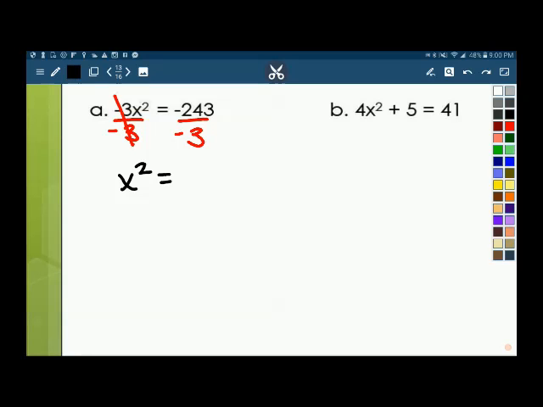The negatives will cancel, so you can just do a positive division. So 243 divided by 3. 3 does not go into 2, so I'm not going to write anything above the 2. Or you can write a 0, but since this is not going to be a decimal, I'm just not going to write any number. 3 does go into 24, though. 3 goes into 24 8 times. 8 times 3 is 24.